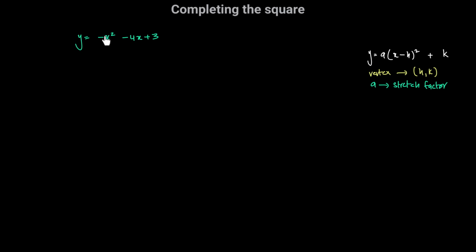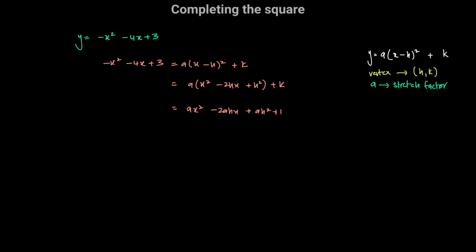Next, we can equate this quadratic expression to the completed square form. So we can say minus x squared minus 4x plus 3 is equal to a times x minus h, the whole thing squared, plus k. Again, we want to find the values of a, h, and k. And if we expand the right hand side here, we have a times x squared minus 2hx plus h squared, and we have plus k, and this can be written as ax squared minus 2ahx plus ah squared plus k.